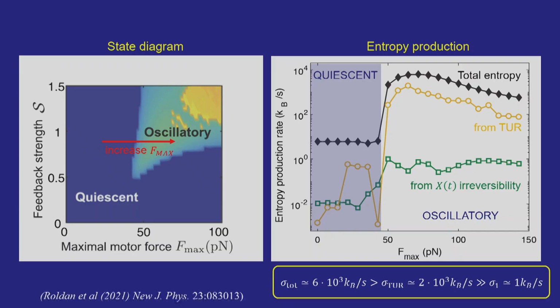The state diagram is shown here on the left, as a function of two control parameters, the calcium feedback strength S and the maximal motor force F. You see there's a region of quiescence where the bundle does not oscillate, and there's a region of oscillations inside here when the parameters are at intermediate values. Now on the right is a plot of the entropy production rate in kB per second as a function of F max as we move from the quiescent into the oscillatory region.